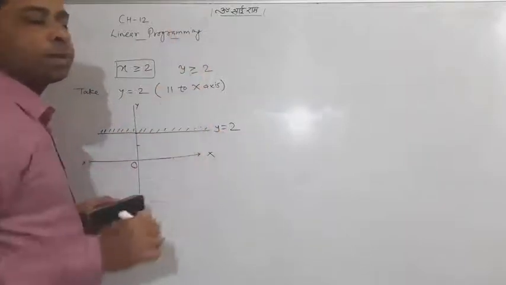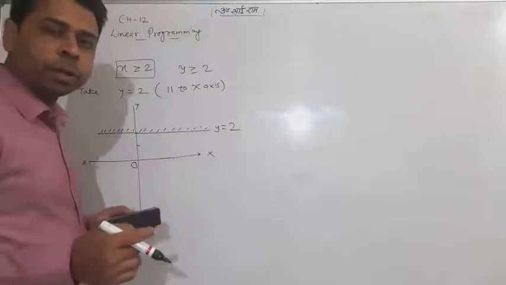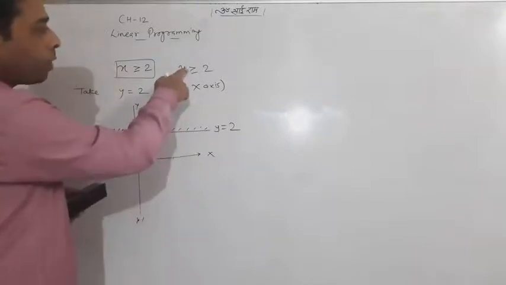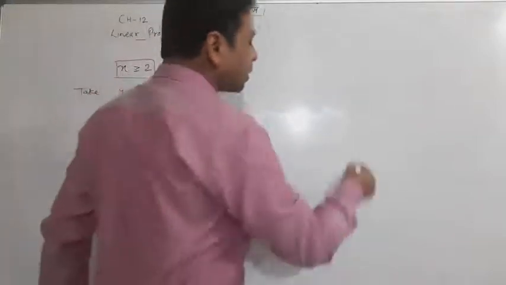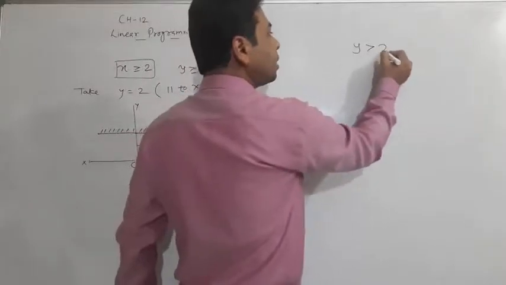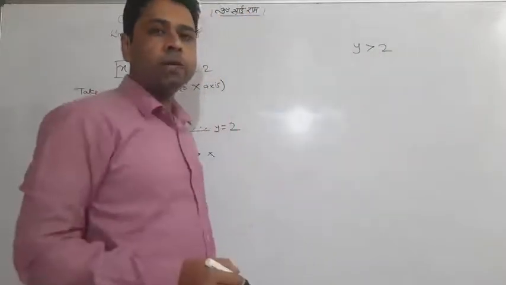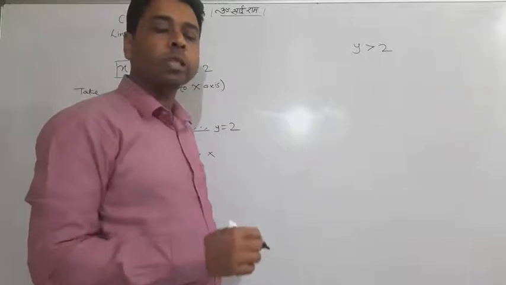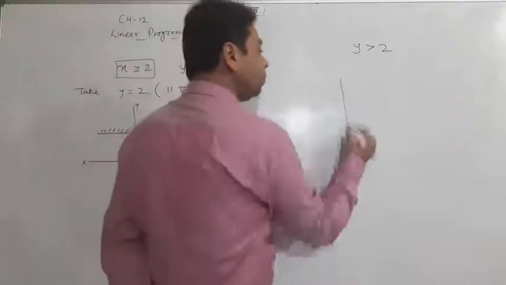One more thing which is very important, I want to draw your attention to: y greater than or equal to 2. Look at the example. If only y greater than 2 is coming, if equal to is not coming there, what will you do? Let me explain.